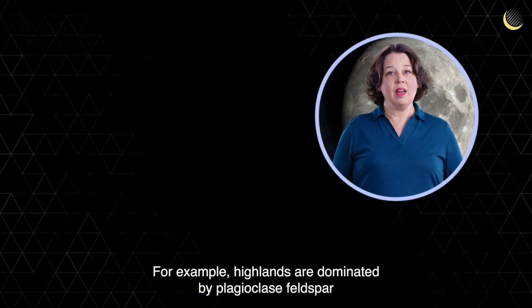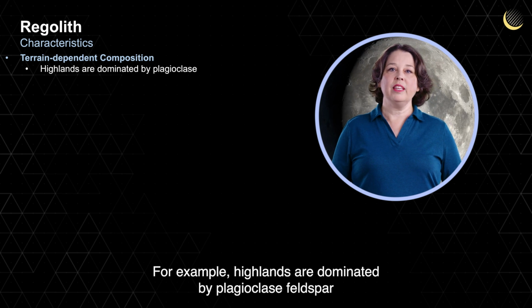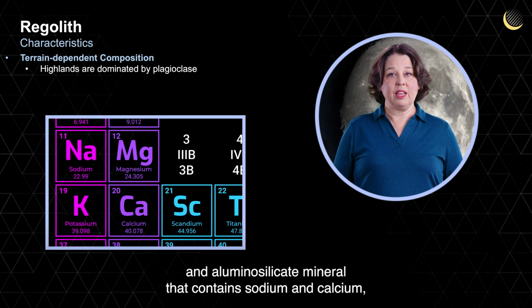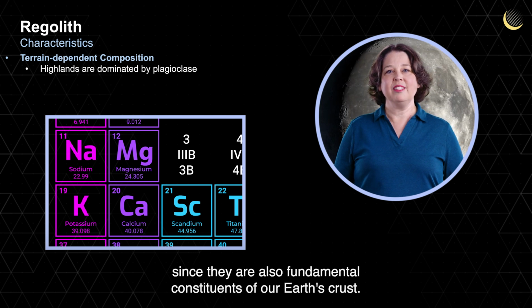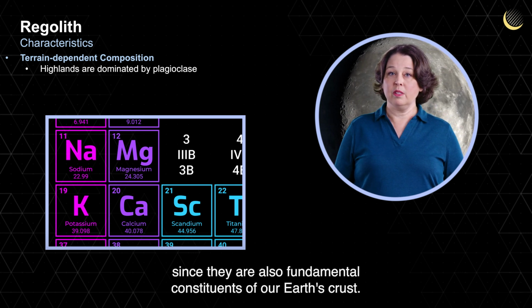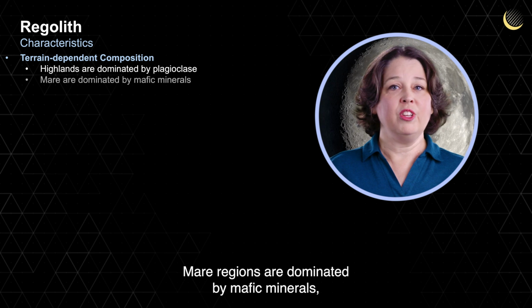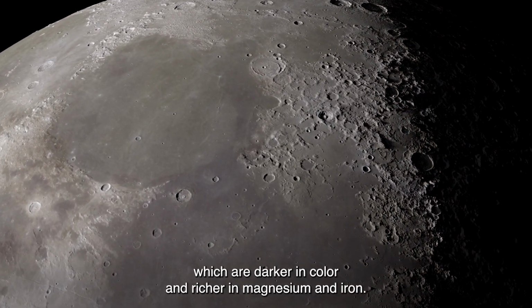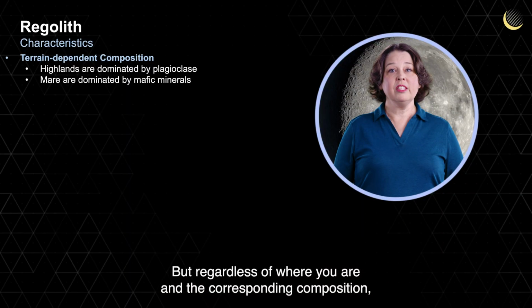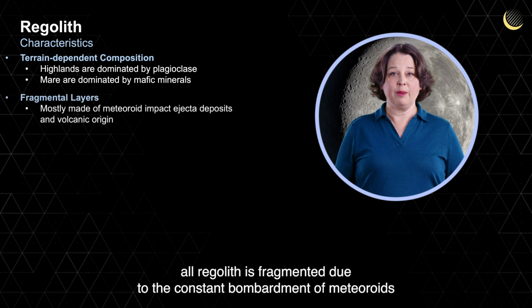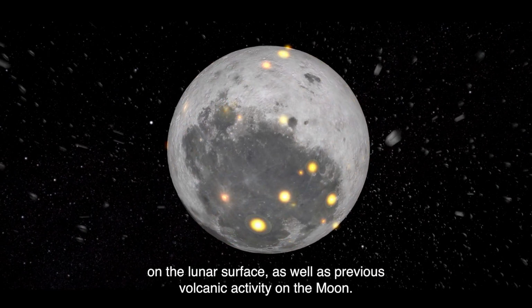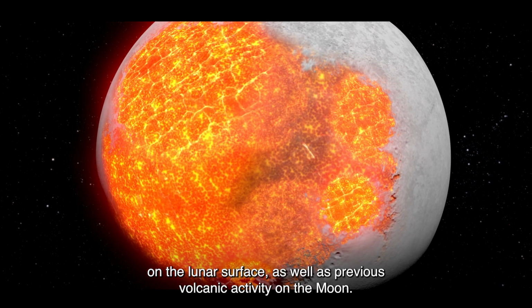For example, highlands are dominated by plagioclase feldspar, an aluminosilicate mineral that contains sodium and calcium, which we are very familiar with since they are also fundamental constituents of our Earth's crust. Mare regions are dominated by mafic minerals, which are darker in color and richer in magnesium and iron. But regardless of where you are and the corresponding composition, all regolith is fragmented due to the constant bombardment of meteoroids on the lunar surface, as well as previous volcanic activity on the moon.